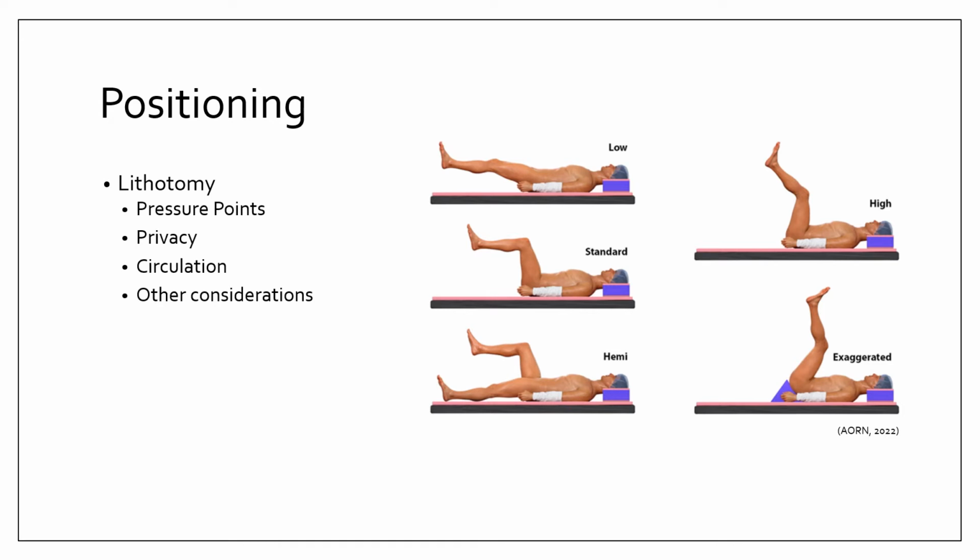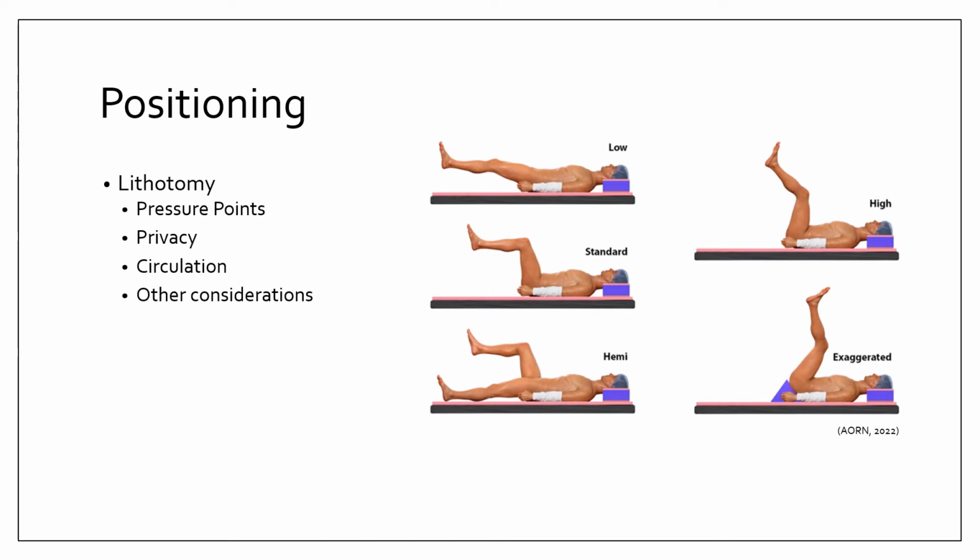When you're putting a patient in this position, you want to make sure you're looking at pressure points. You're maintaining the privacy of the patient. We do have a lot of windows and doors in the operating room, so it's very important to keep those shut as much as you can. The patient is very exposed in this position. Circulation is very important. I mentioned the hypotension component earlier, and then any other considerations.